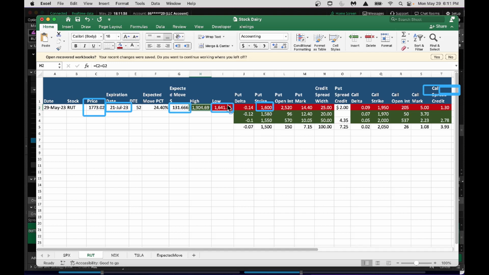On the call side, same story. Look at the high expected range, 1904, and our call is 1950, which is a short strike above the expected range. That's one of the ways to really make some money: basically stay outside of the expected move. Make sure your short strike is outside the expected move. That's a good measure to keep your profitability higher and consistently make money in the market.